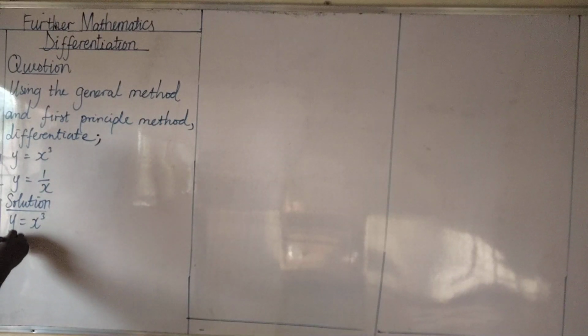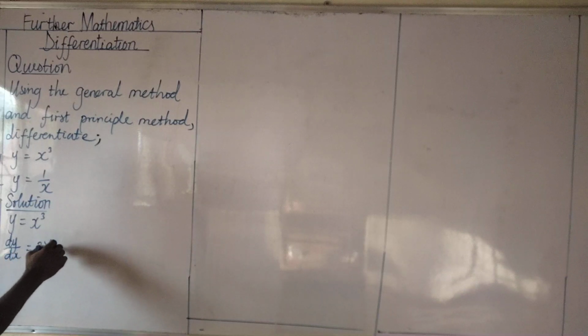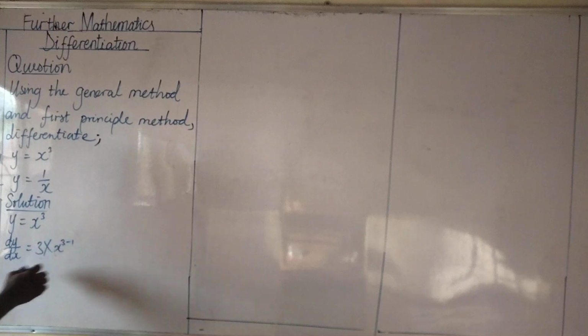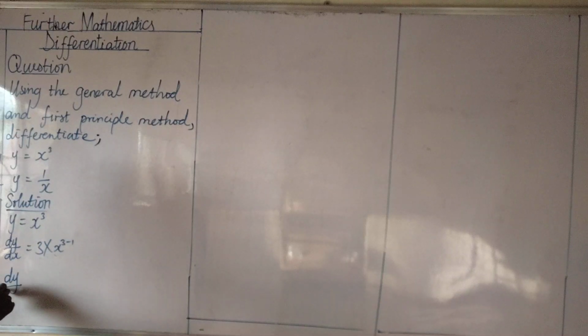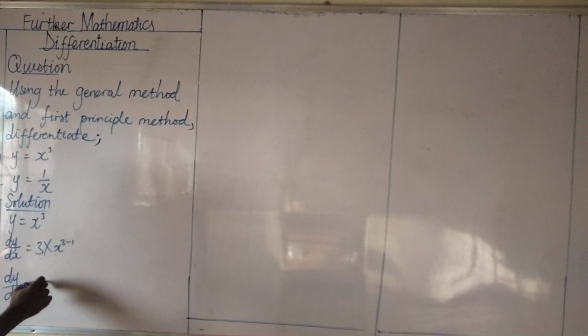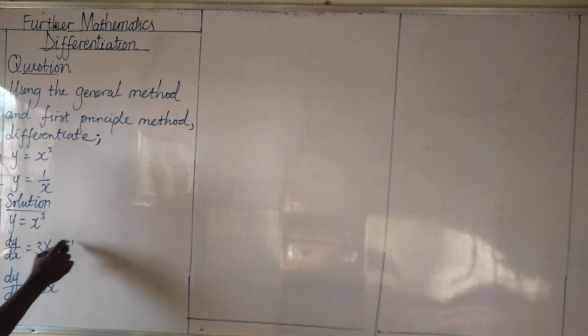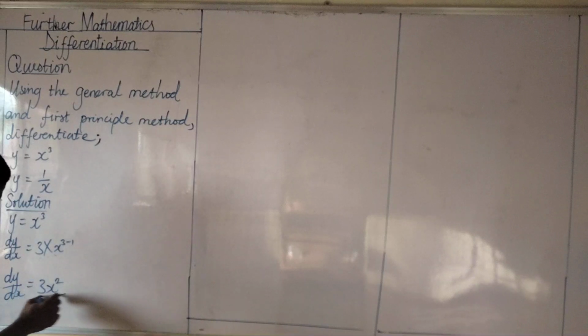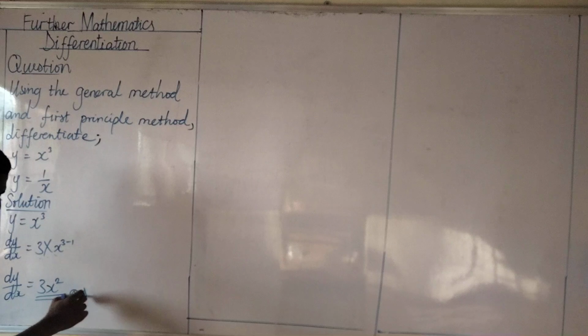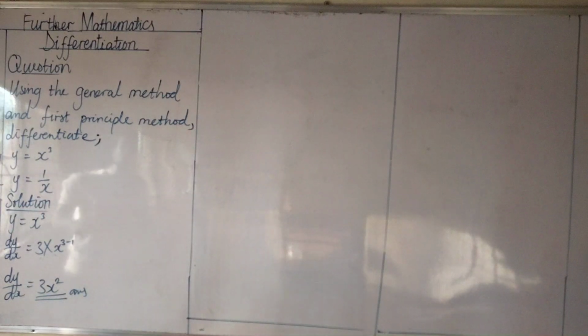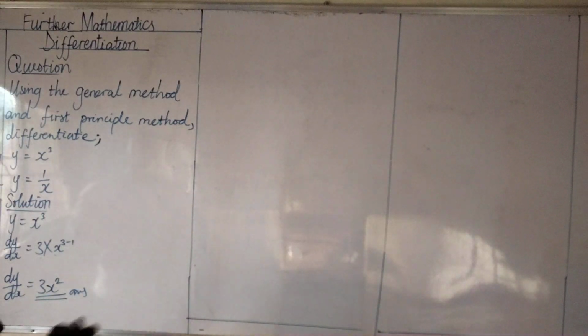So it will be dy over dx equal to 3 times the base, which is x raised to the power 3. Subtract 1 from it, we are going to have our dy over dx to be 3x. 3 minus 1 is 2, 3x squared. So this is our answer if we use the general method of differentiation to solve this problem.